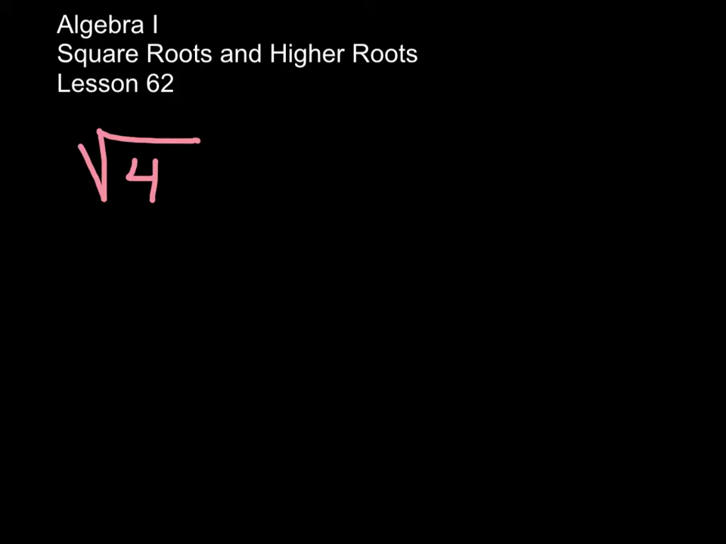And what this is asking is what number times itself. Notice square means 2. So what number can you multiply times itself to get 4? And we would get 2.